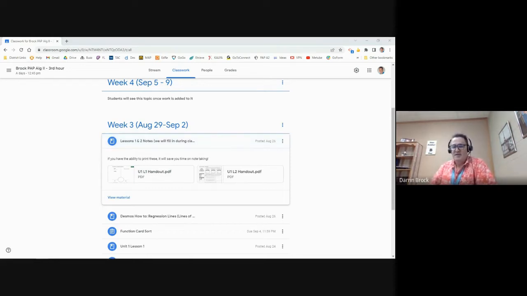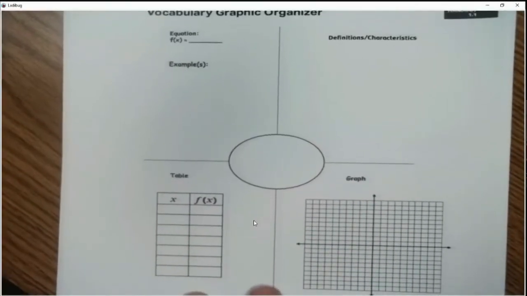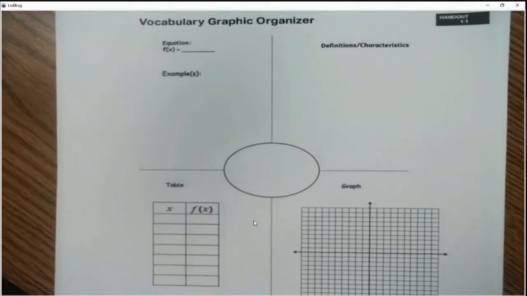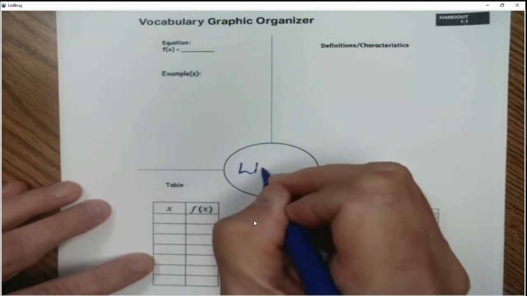So, all right, let me go ahead and switch to my handout camera. And here is our first handout that we're looking at. All right, so we are going to compare 3 different types of graphs. And this is kind of pulling back information from past classes just to get us started. First, I want to talk about linear.